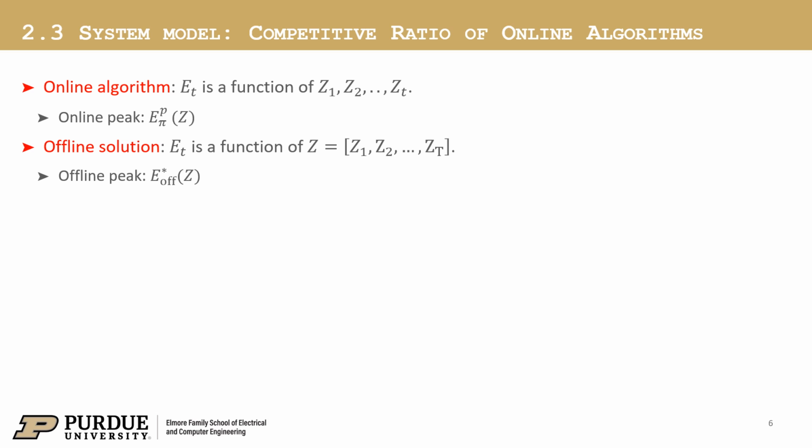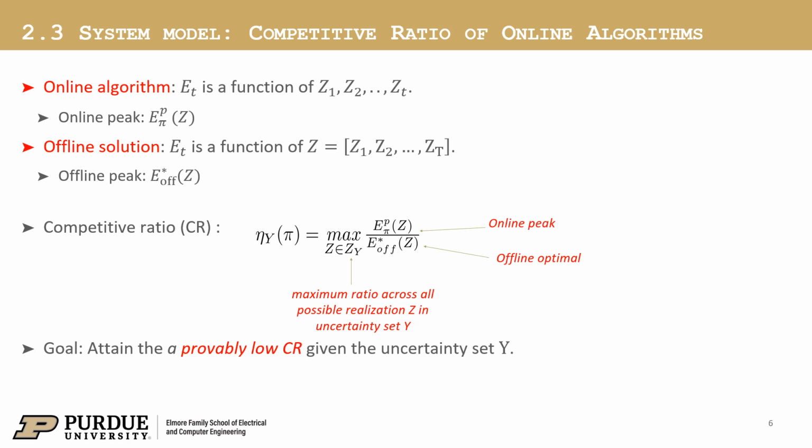Now let us define the competitive ratio of an online algorithm. For an online algorithm, at each time t, it will decide its energy consumption, capital E_t, based on the information that has been revealed at time t or before time t. On the contrary, the offline solution refers to one that knows the entire future in advance, and the solution of which we denote as E star of z. Then, the competitive ratio of an online algorithm, pi, is the maximum ratio between an online peak and offline optimal under all possible realizations. Our goal is to achieve a provably low competitive ratio given the uncertainty set y.